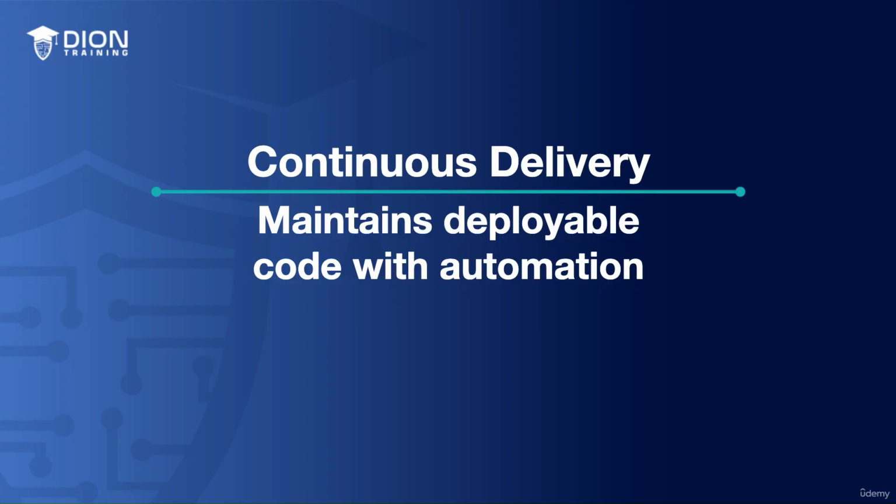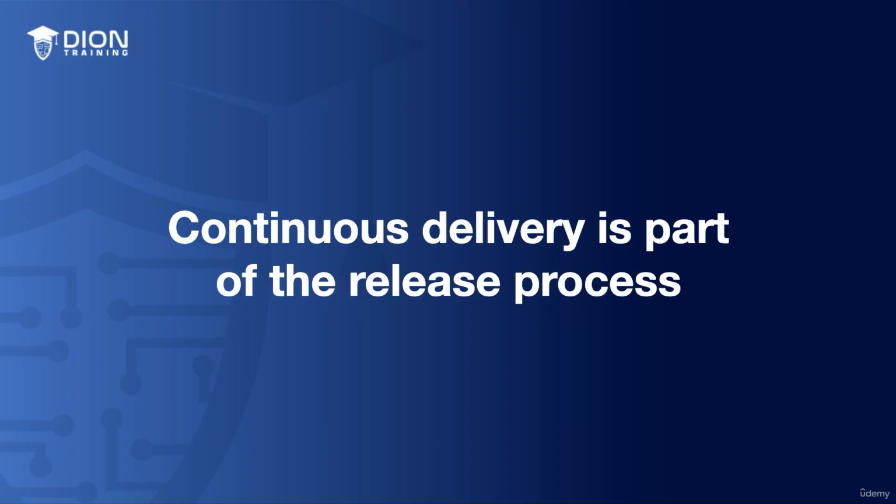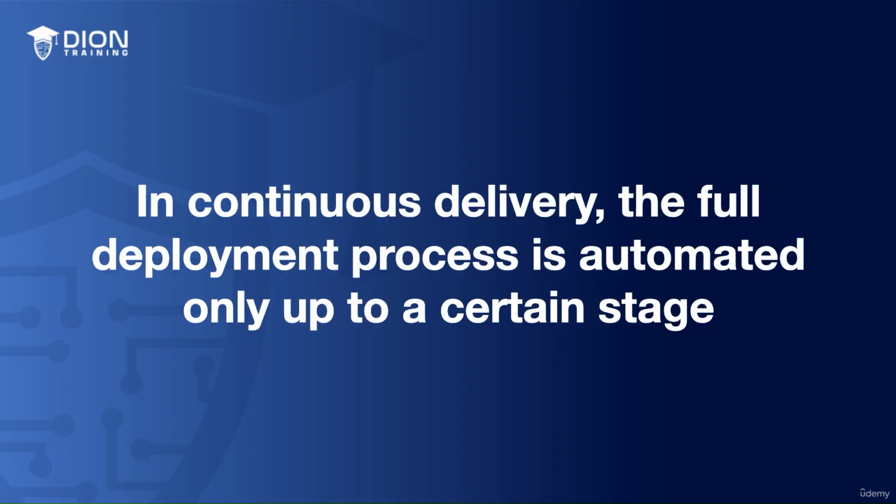Continuous delivery ensures that the code base is always in a deployable state after every change through the use of automated testing and building processes. However, it stops short of pushing changes to production automatically. Basically, I want you to think about continuous delivery as part of a release process and not as part of the deployment process. In continuous delivery, the full deployment process is automated only up to a certain stage, such as in the development, testing, or staging environments, but it will not deploy into your live production environment.